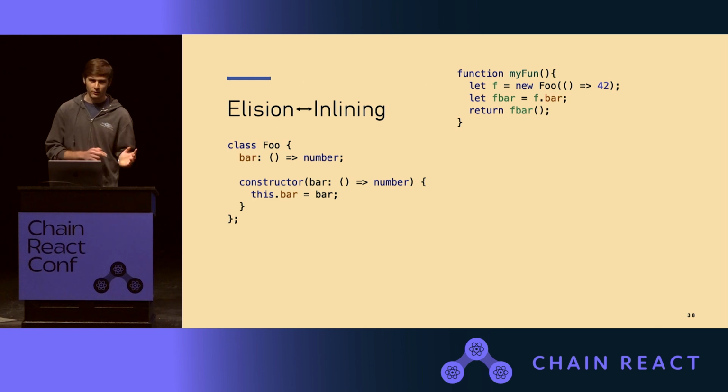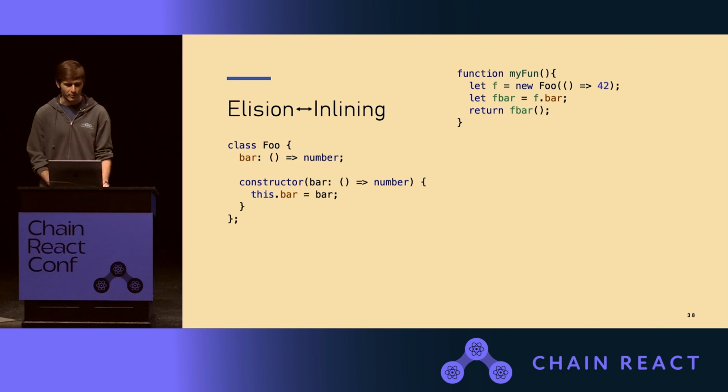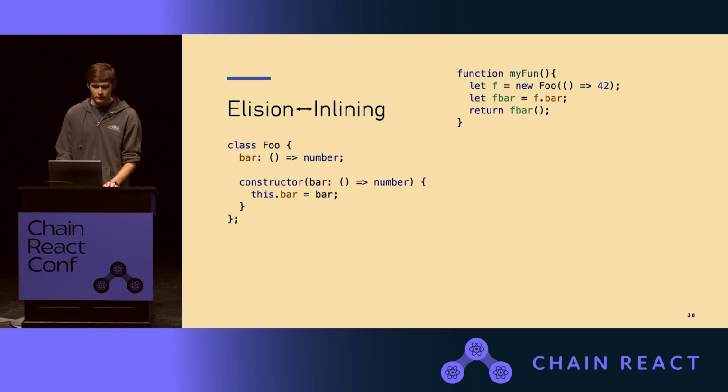So let's take a look at how inlining and elision can interact in this relatively simple example. Here we have a class foo that has a single member bar. Bar is a function that returns a number. The constructor takes in an instance of bar and assigns it to the bar property. On the right, we have a function that creates an instance of foo, loads the bar property, and calls it.